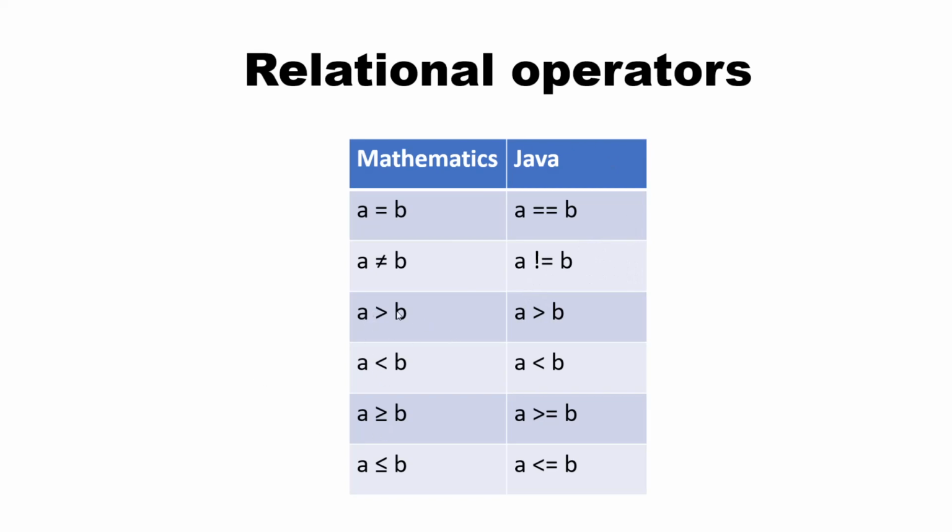We've got the greater than or smaller than signs, or we have greater than or equal to, or smaller than or equal to. In Java, the greater than and smaller than signs are the same, but when we use greater than or equal to, we would use the greater than sign and then an equal sign separately. And the same down here.